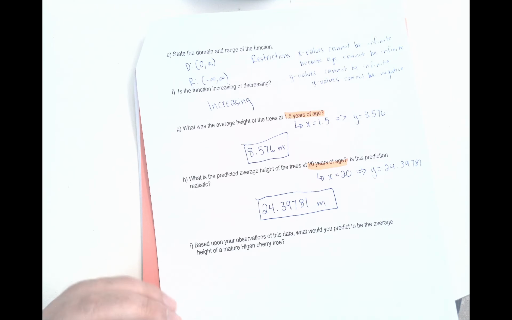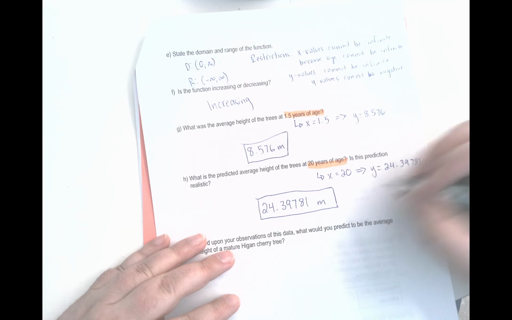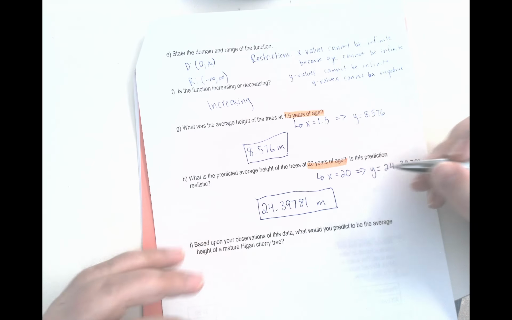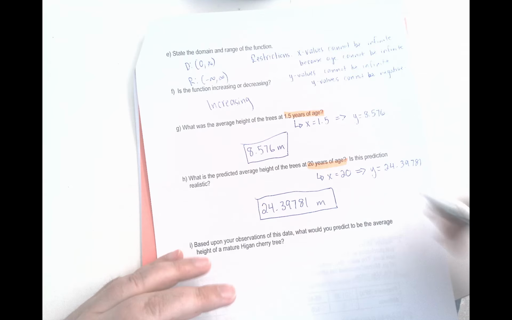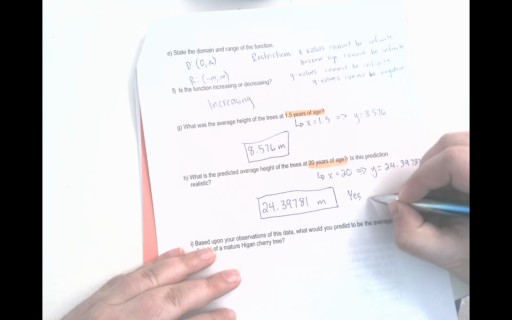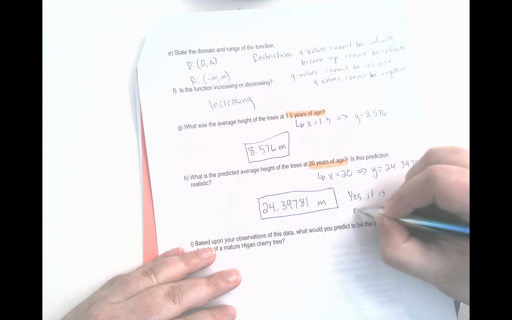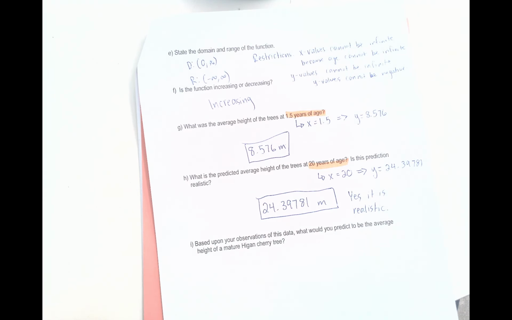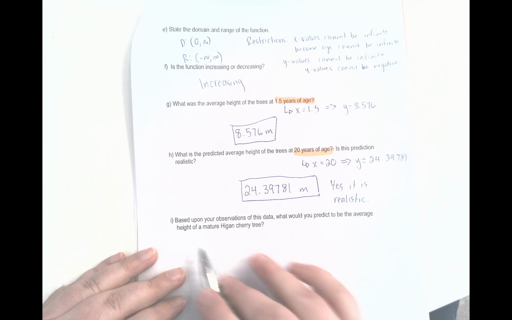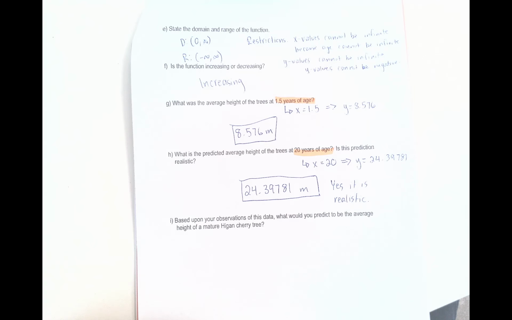Is this prediction realistic? Well, do trees grow to be 24 meters high? I mean, yeah, I would say that they do. I don't know the natural growth of this particular tree, but there are trees that can grow to be 24 meters. So I would say yes, it is realistic. But if you can argue that it's not realistic, by all means, go right ahead. There's one more part to this which says, based on your observations of this data, what would you predict to be the average height of a mature Higgin cherry tree? So I'm not sure exactly what it means by the average height.